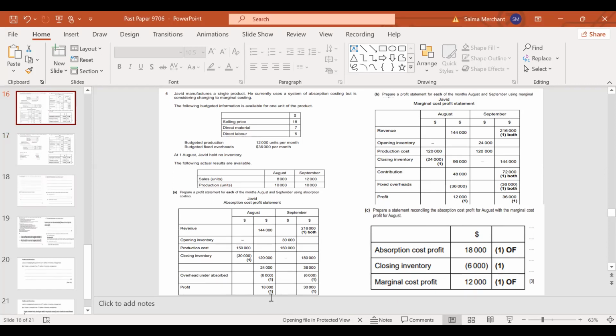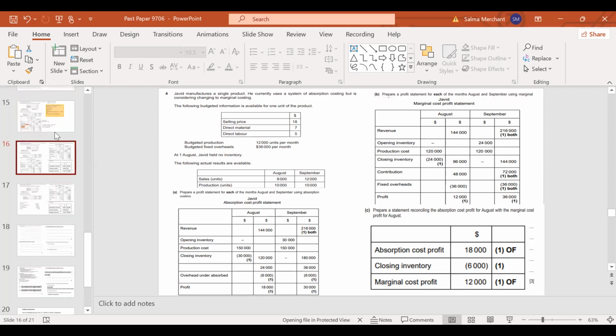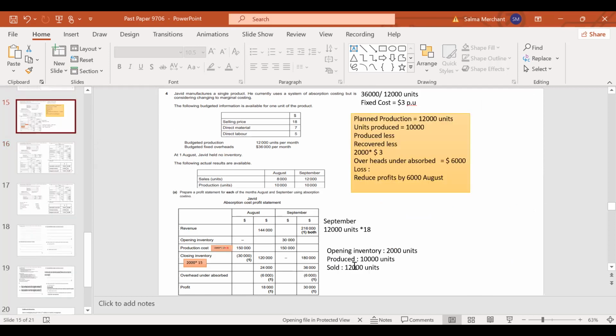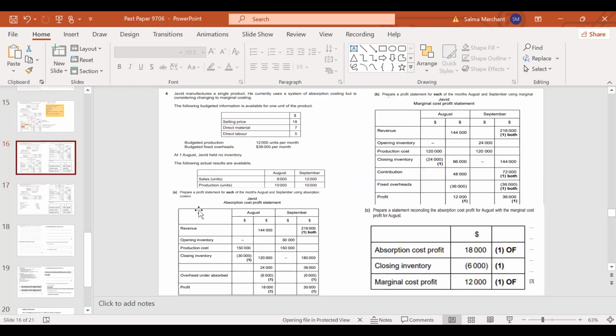That means in absorption costing, the fixed cost in the closing inventory is already included. So if you remove that fixed cost that is included in the closing inventory, you will get the marginal costing profit. What is the number of units in the closing inventory? 2000 units. This 2000 units you will multiply with what? With 3, the fixed cost. So the difference is because of the fixed cost that is included in the 2000 units.